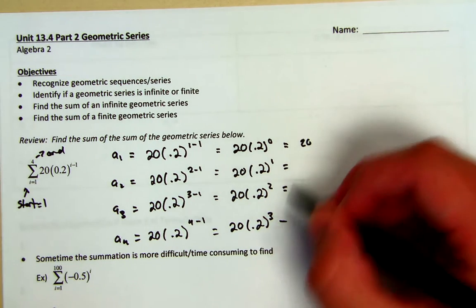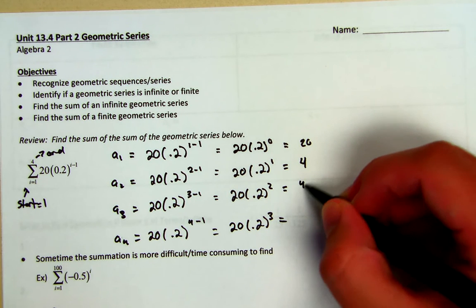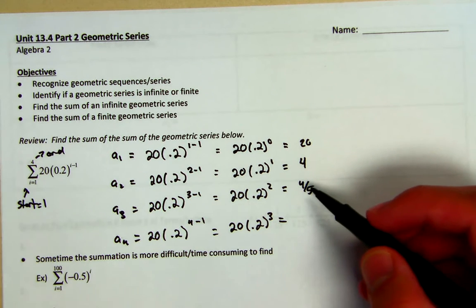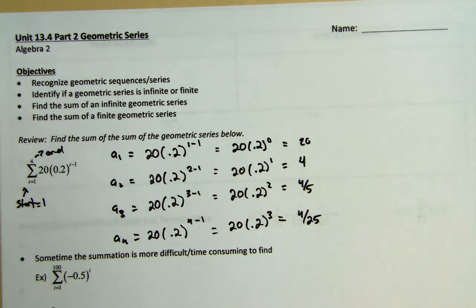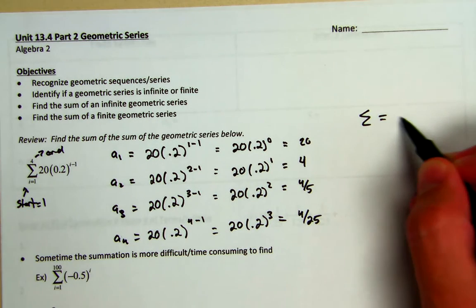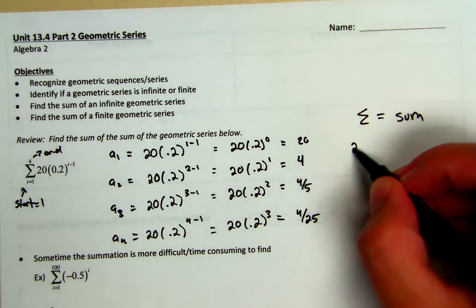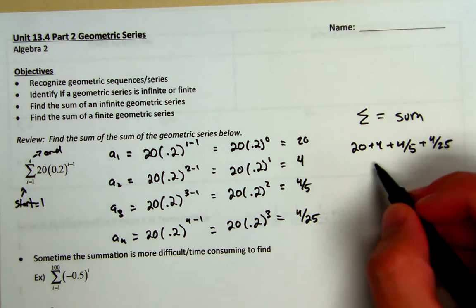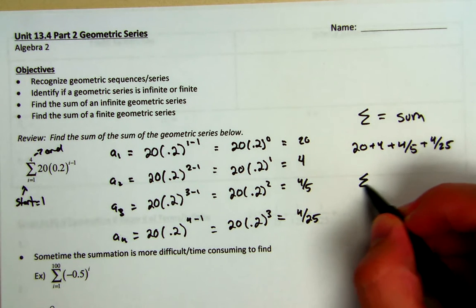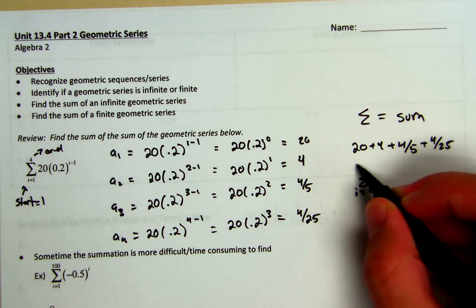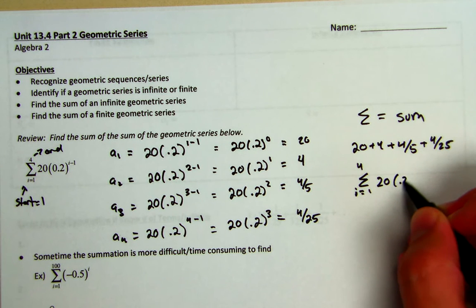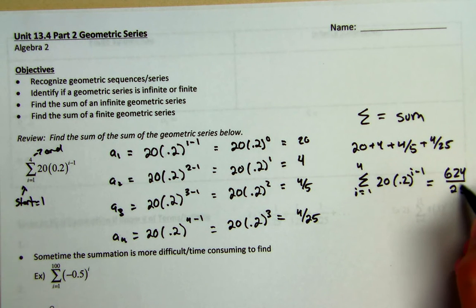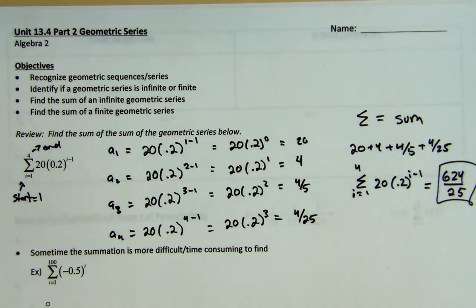So we've got 20, this is going to be 4, then 4/5. Now, anytime we're doing these, you want to try and keep them as fractions as long as you can. Then 4/25. Remember, sigma equals sum, so we need to add the terms together: 20 plus 4 plus 4/5 plus 4/25. Well, in your calculator, do that. So the sum from i equals 1 to 4 of 20 times 0.2 to the i minus 1 is 624 over 25. And that is your answer for that.